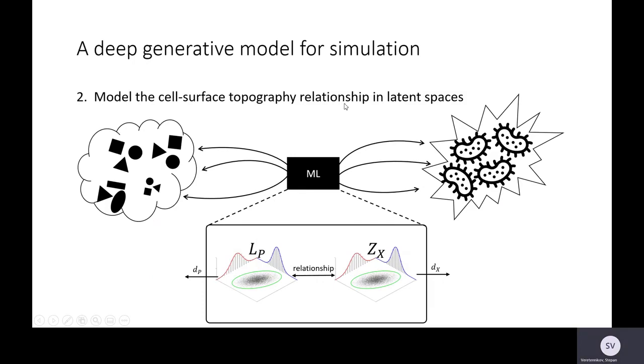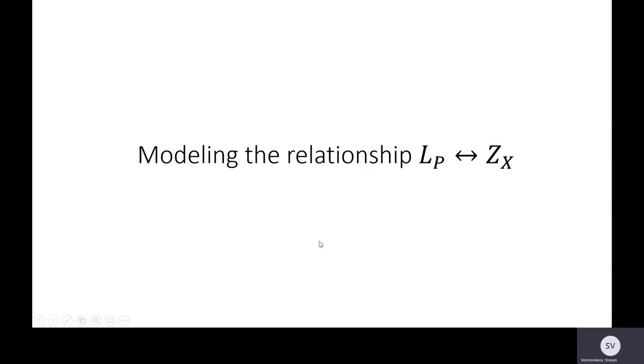So suppose we have this latent representation learned, one for the space of images and one for the space of topographies. The key idea here is to model the relationship between the datasets not between the original spaces, but between the latent spaces. Because we already have the decoders that are able to generate objects from each of the datasets by just sampling from this small distribution, the only thing that needs to be done is modeling the relationship between these latent spaces. So how can we model this relationship?